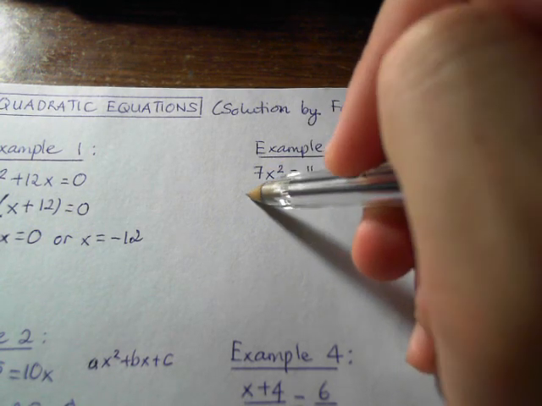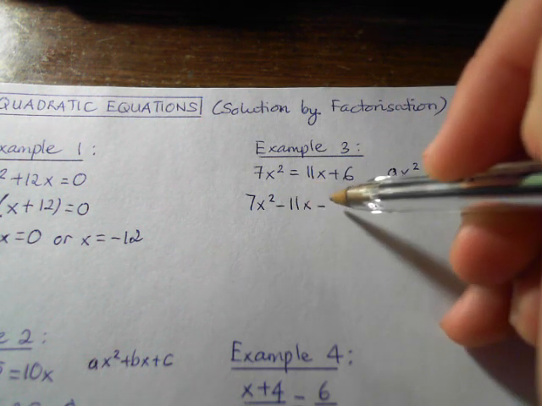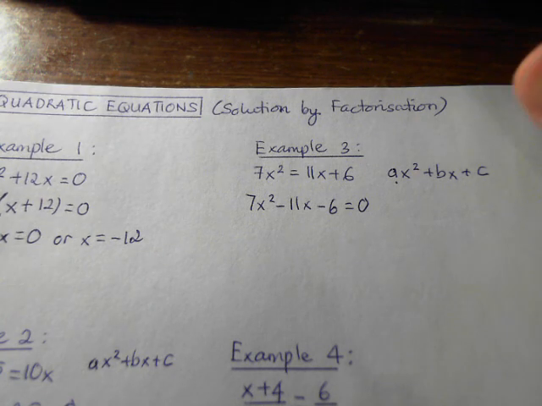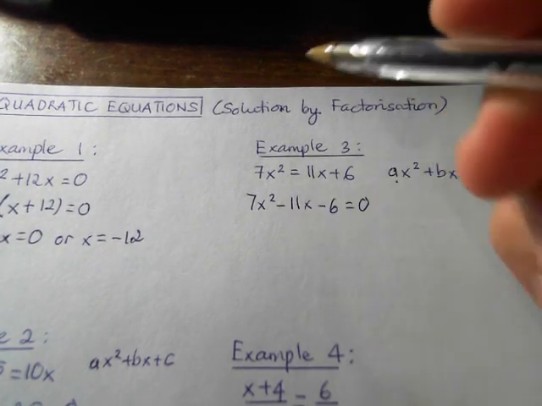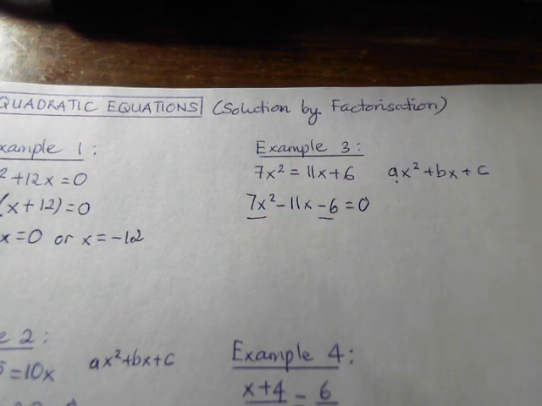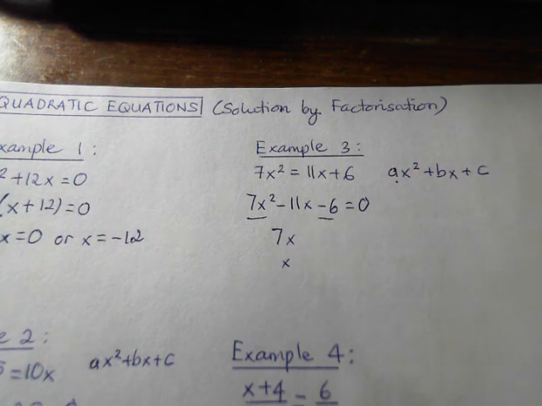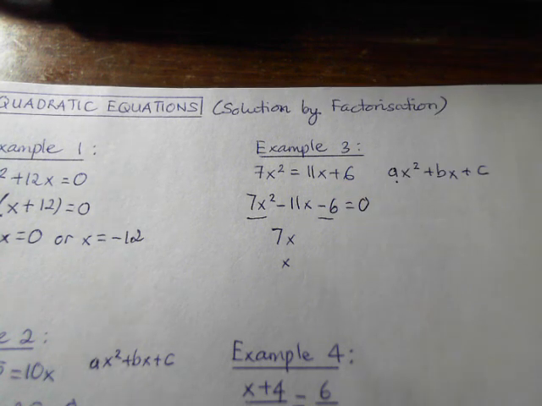Okay, so 7x squared minus 11x minus 6 equals 0. Right? In this case, my favorite method will always be the crisscross method. Let's try to break down the first term and also the last term. So we have 7x and x, split it apart, and we also have 6 as the last term.